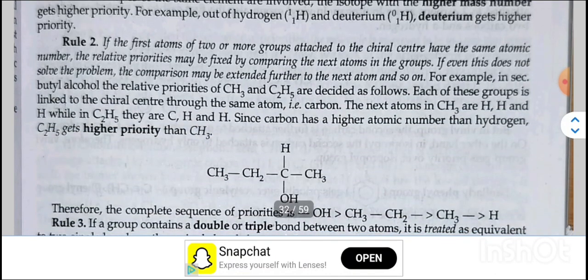Rule number 2. If the first atoms of two or more groups attached to the chiral center have the same atomic number, the relative priorities may be fixed by comparing the next atom in the group. If even this does not solve the problem, the comparison may be extended further to the next atom, and so on.